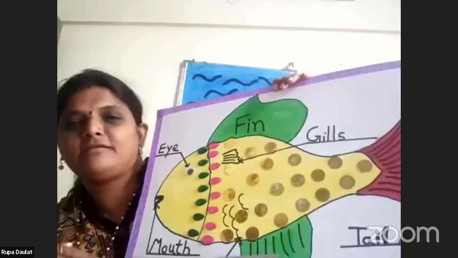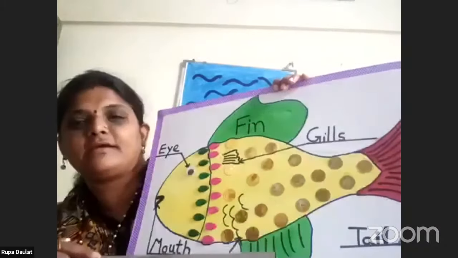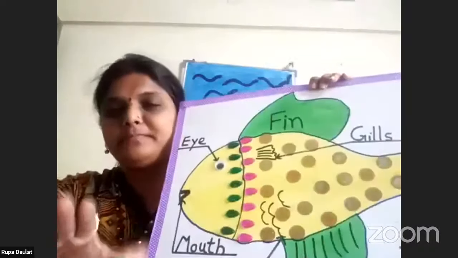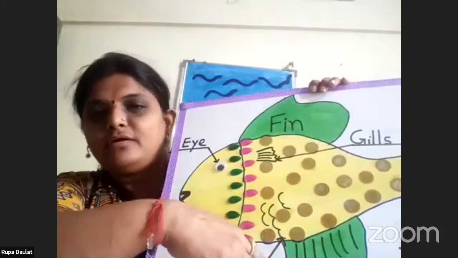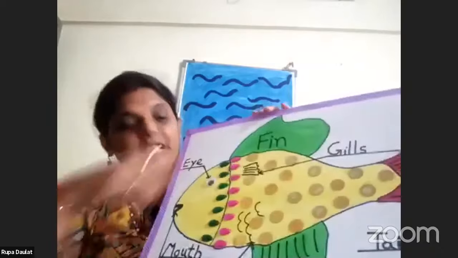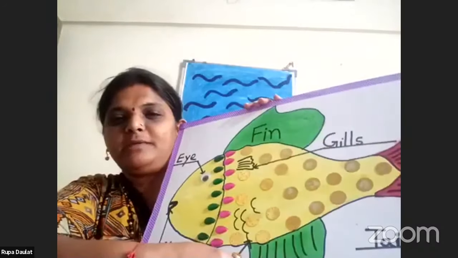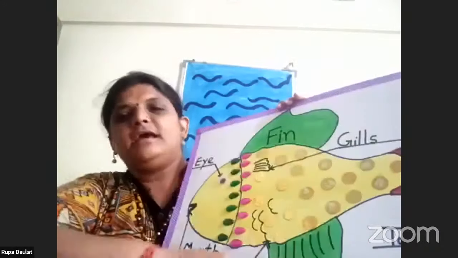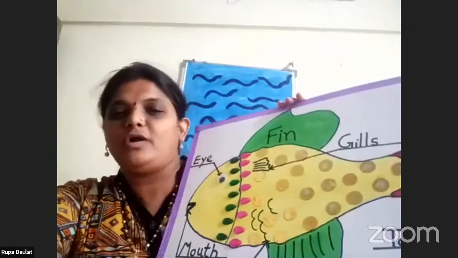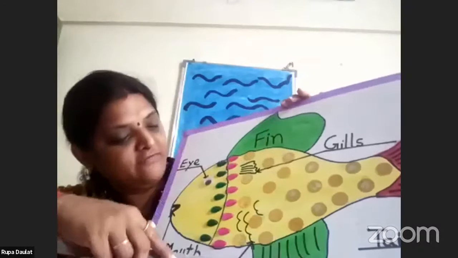This is fin. Fin. Yes. This green color, when fish swim, they use this fin. Okay. See, you make a fish like this from your hand. So see, these are my two thumbs. Two thumbs help to swim in water. So this fin helps fish to swim in water. When we swim, we use our hands like this. Yes or no? Yes. So fish also use fins like hands, and easily swim in water. Understand? Okay.